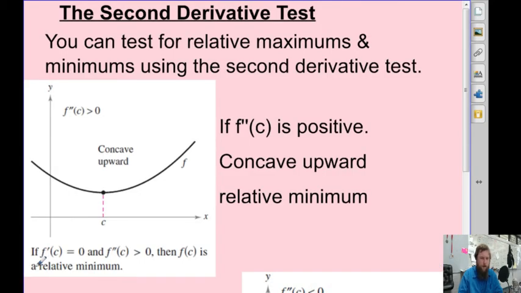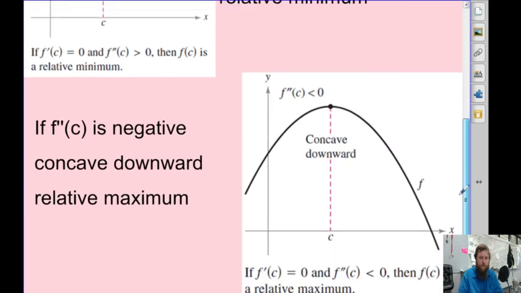And we can do this purely with the second derivative test. So here's how you do this. If f double prime is positive, the second derivative is positive, you are concave upward, and you have a relative minimum. Because you're making this shape here, and you're concave upward, it has to have a minimum. If the second derivative is negative, you're concave downward and you have a relative maximum.